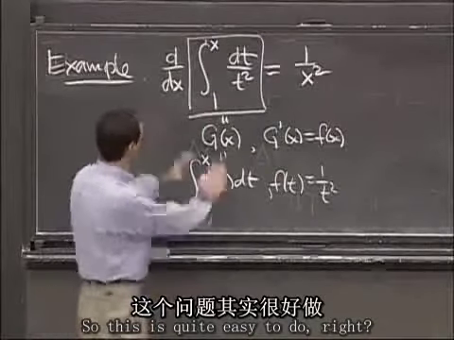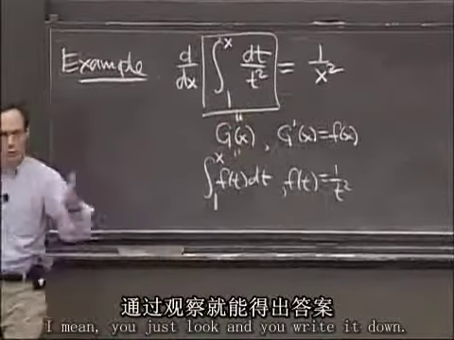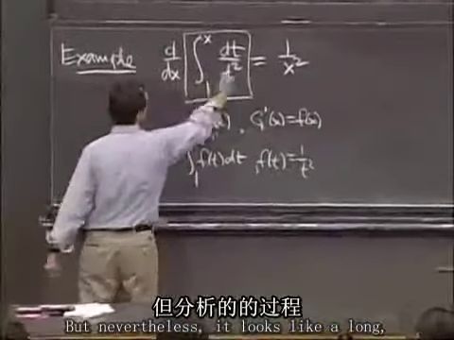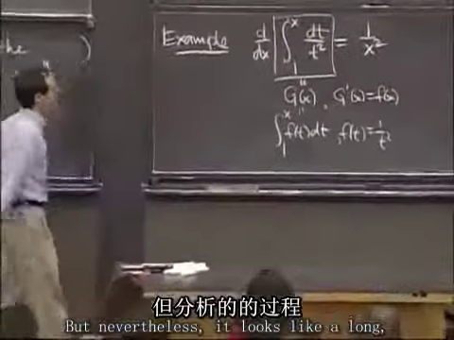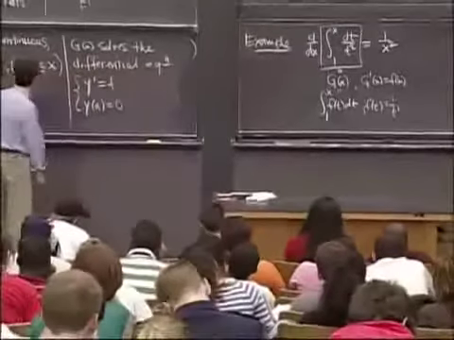Right, so this is quite easy to do, right? I mean, you just look and you write it down, but nevertheless, it looks like a long, elaborate object here.